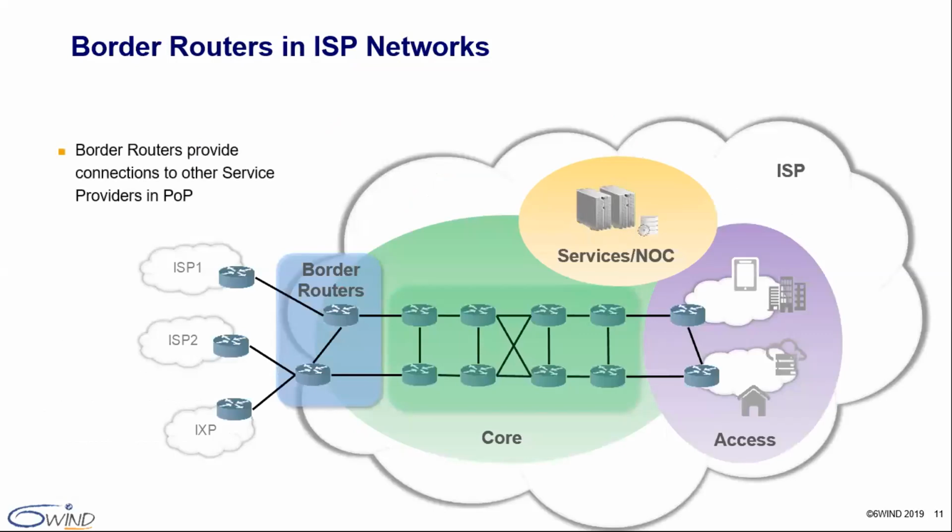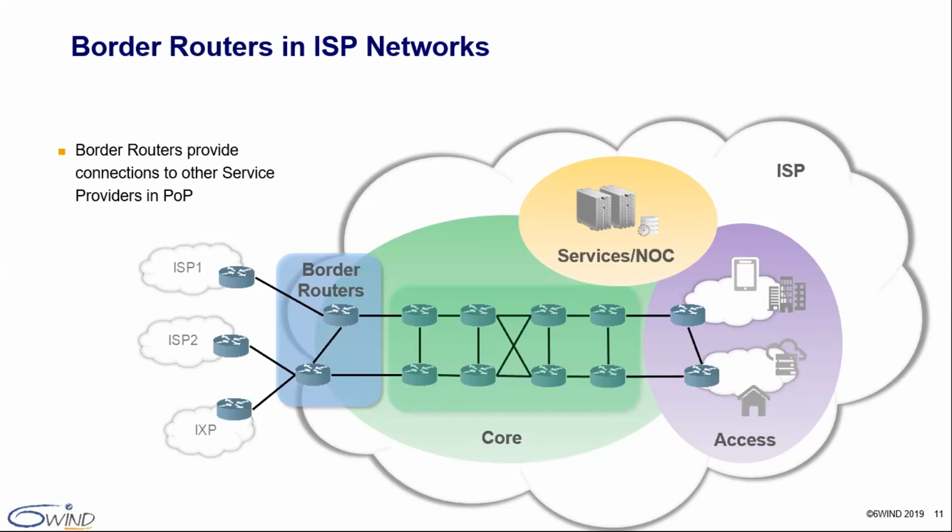Now for our border router use case. Here we represent an ISP network with its access, services, and core network blocks. ISPs interconnect with each other and agree to exchange traffic across separate networks, joining many networks into a single one so that their customers can reach any device on the internet.